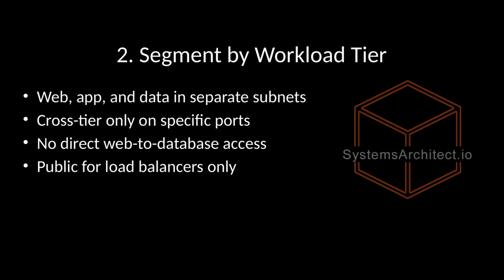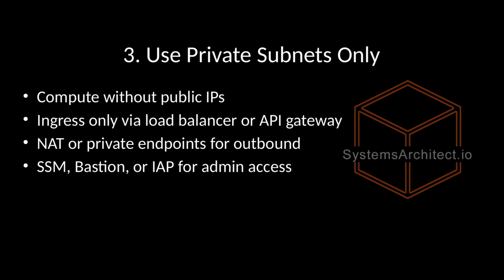On GCP, Google Cloud Platform, use network tags such as web tier, app tier, and data tier with allow rules from app to data on the database port, plus private Google access so data subnets reach APIs without public internet.